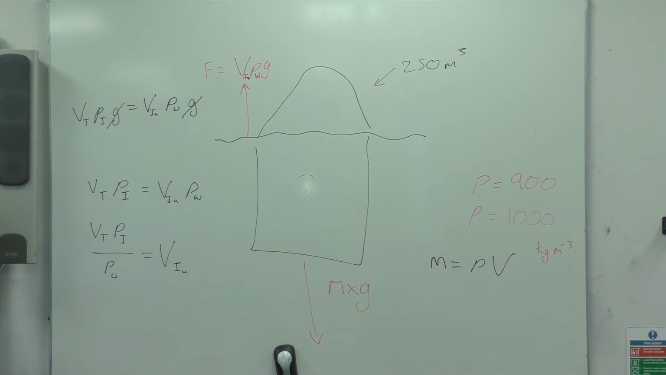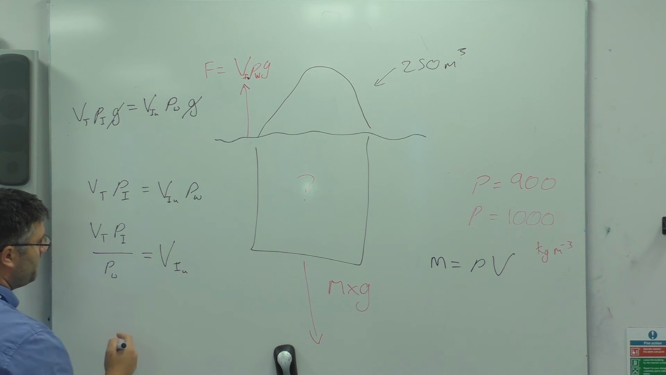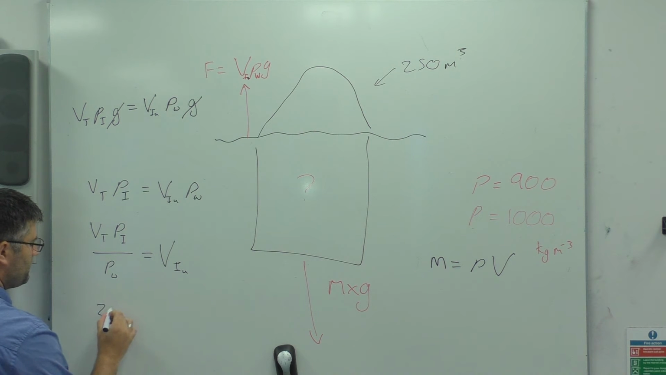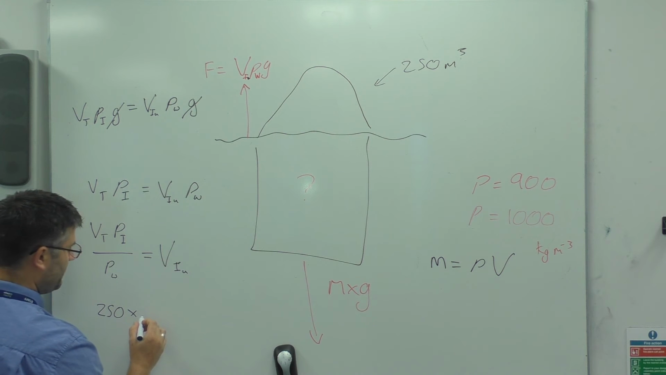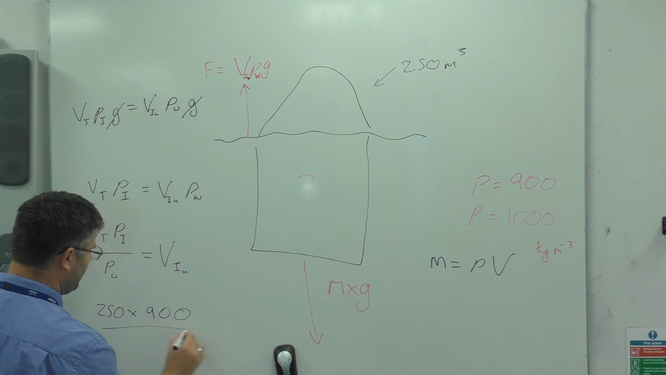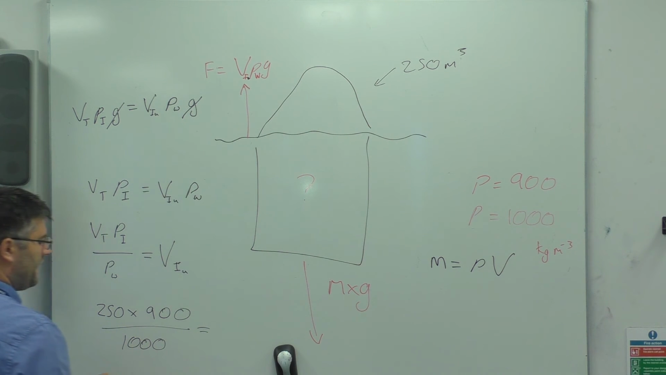equals the volume under the water. So at this stage, we just need to look at it and we can say, okay, we just need to plumb in the numbers now. So we've got 250 times by I, the density of the ice, which is 900, divided by 1,000. And that will equal, if you plumb that into your calculators, 225.